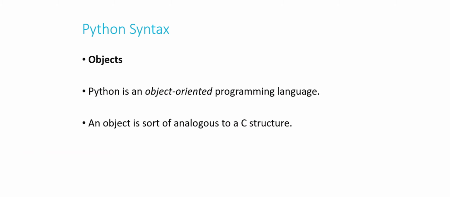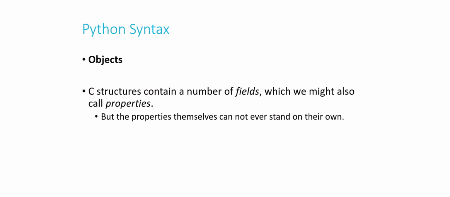All right, now here's something entirely different. Let's talk about objects. So objects we have not covered yet in CS50, and Python is an object-oriented programming language. The closest thing we have to an object is a C structure. So C structures, you may recall, have a number of fields in them. We might call those fields, particularly in an object-oriented context, properties.